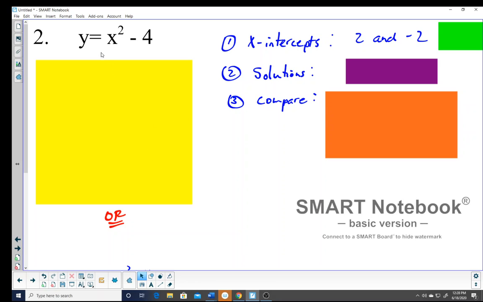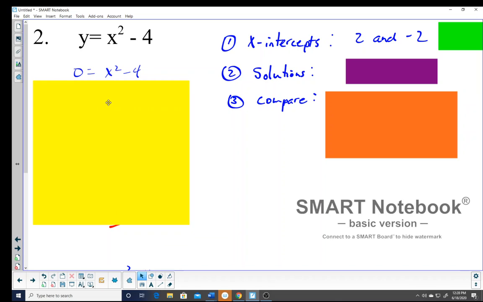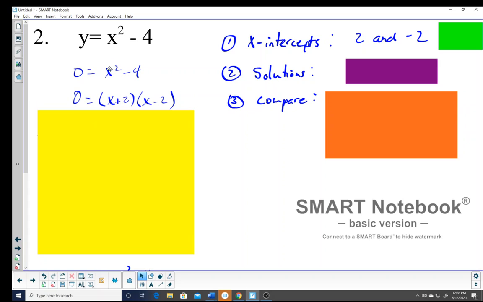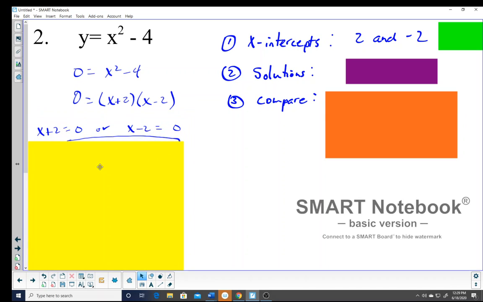Now we want to solve the equation and find the solutions. First, make it equal to 0. What are we noticing about this one that makes it easy to factor? Isn't that a difference of squares? So that means since you can take the square root of x squared and the square root of 4, you can write that as x plus 2 times x minus 2. And then when you solve each of those for x, you get x equals negative 2 or 2.